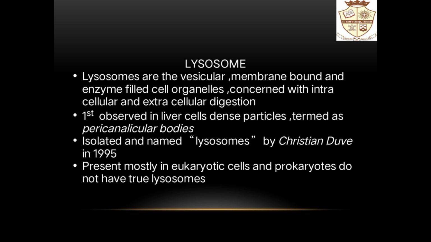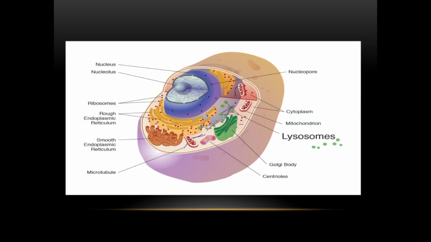First observed in liver cells as dense particles termed pericanalicular bodies, it was isolated and named lysosome by Christian de Duve in 1955. Present mostly in eukaryotic cells, and prokaryotes do not have true lysosomes. Here is a structure of a cell where we can see lysosomes.